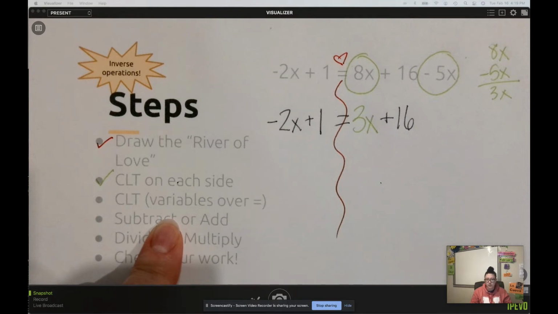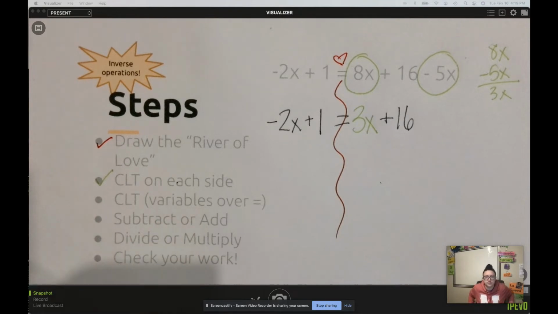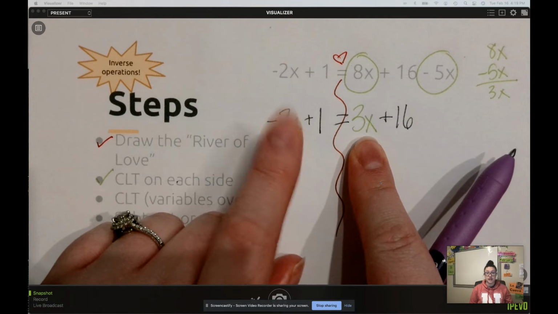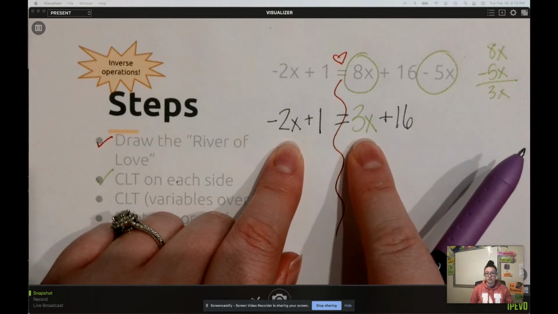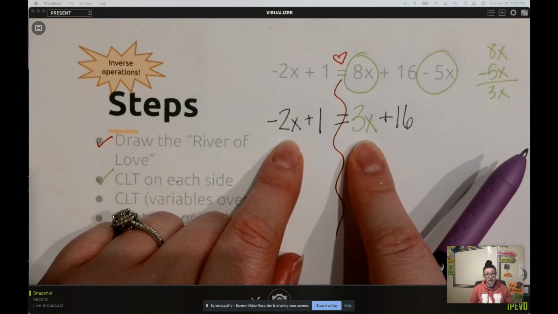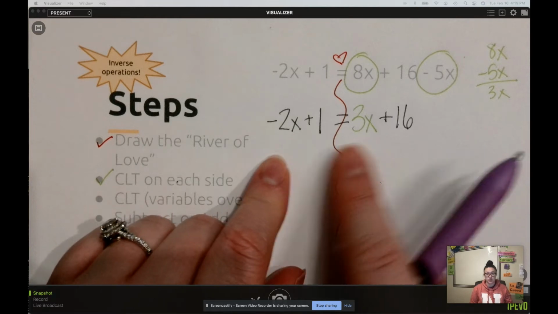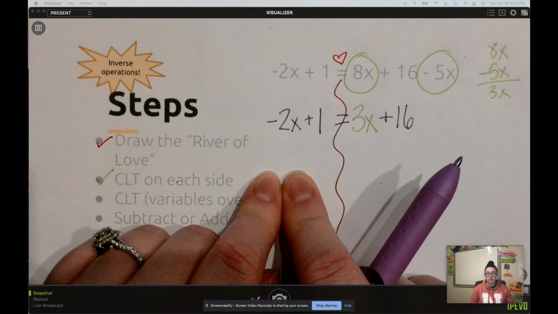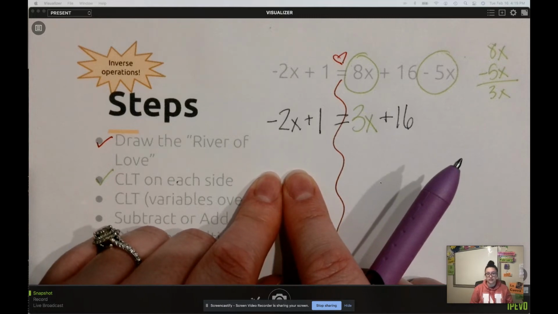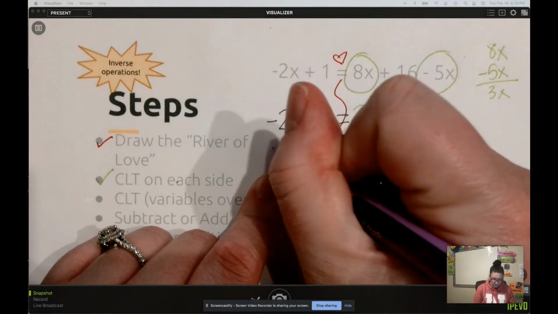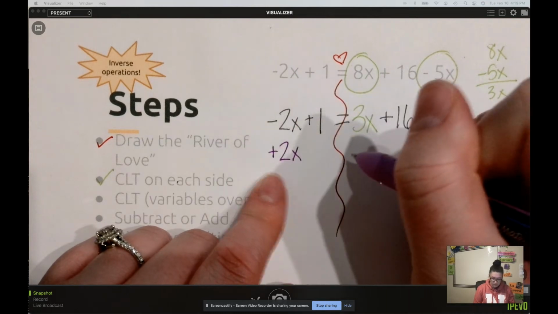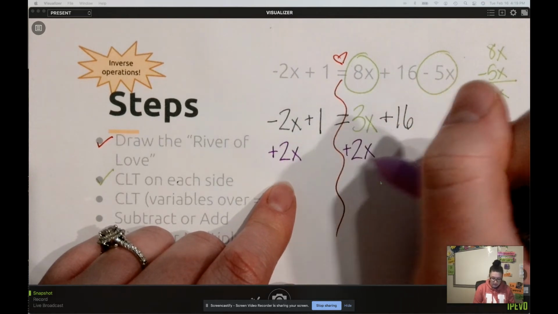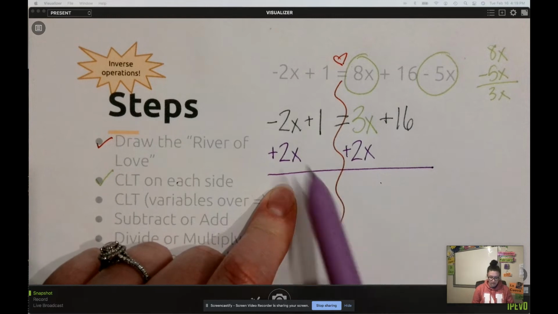Which one do I want to start with? The bigger one or the smaller one? Yeah, I want to start with the smaller one. So what number is smaller? Negative 2 or positive 3? Negative 2 is smaller. So how would I get rid of a negative 2x? What's going to be the opposite of that? Plus 2x. I want to add 2x to both sides.